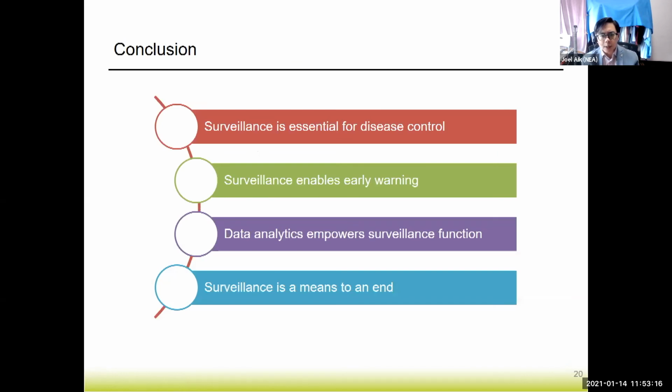So very quickly, in summary, surveillance is absolutely essential for disease control. It does enable early warning. Data analytics itself is not an end, but it can greatly empower your surveillance function. And surveillance, lastly, is a means to an end. Remember that surveillance data, you have to collect it, you have to analyze it, and then you have to push it out so that it informs action.